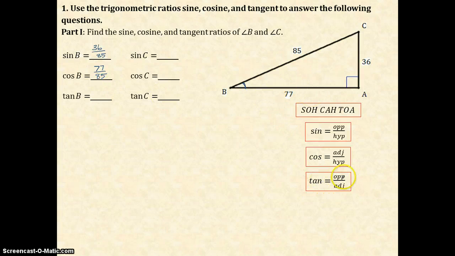Tangent is opposite side over adjacent side. So the tangent of angle B is the opposite side, 36, over the adjacent side, 77.